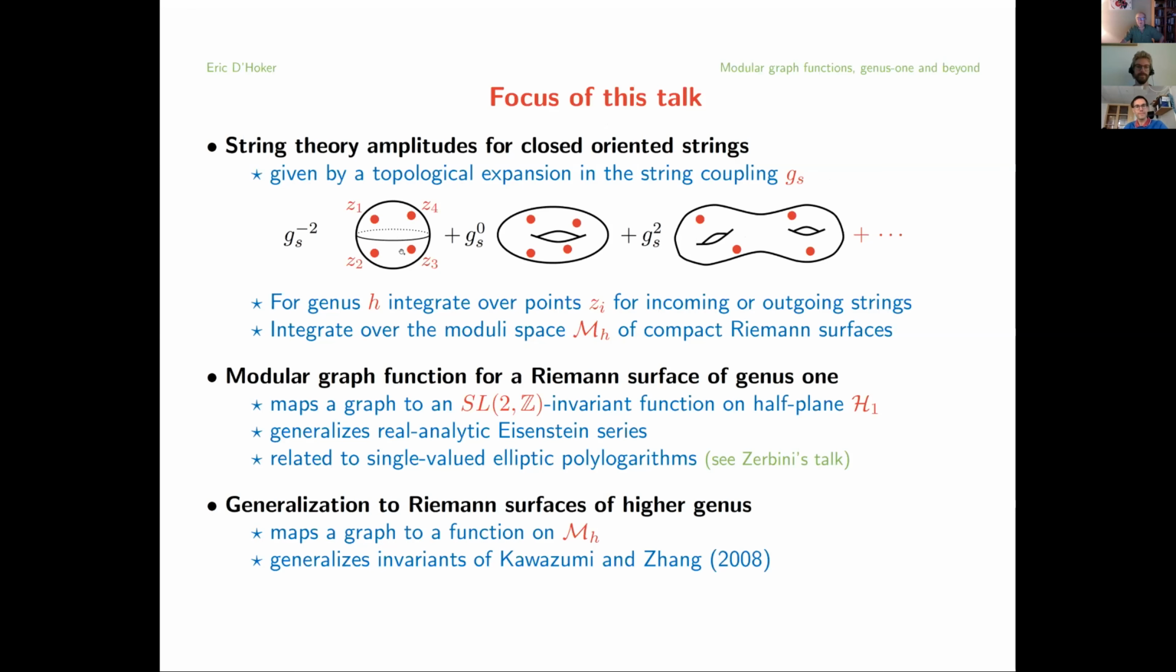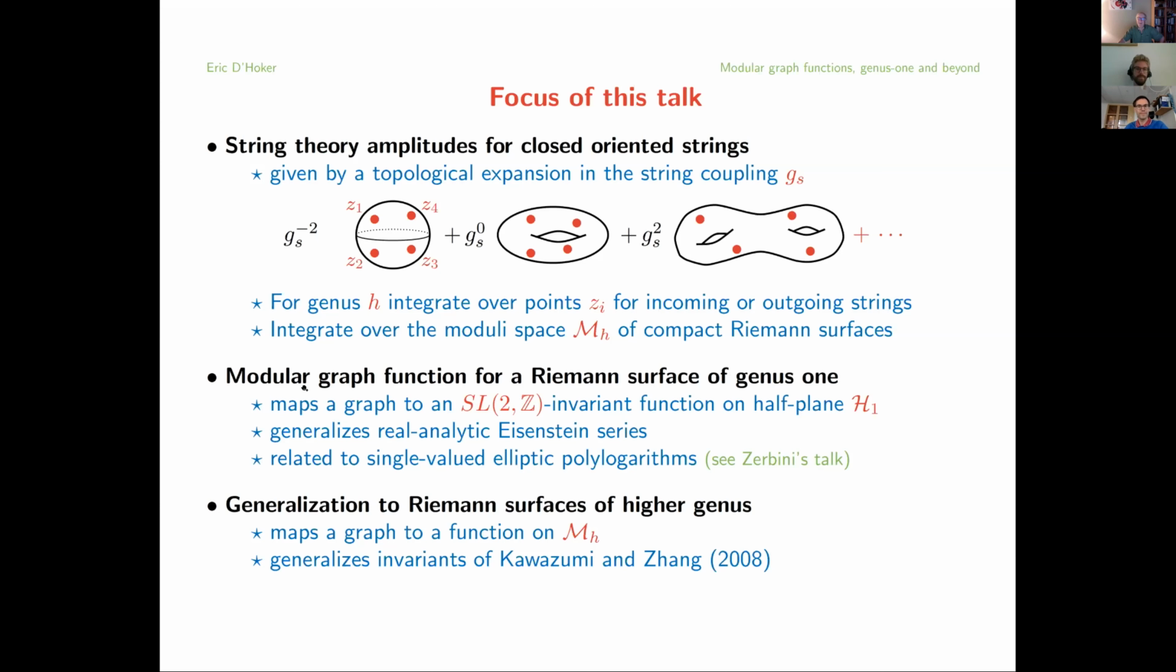And for every genus, you have points on the surface that correspond to the places where the vertex operators are inserted for the creation and annihilation of incoming and outgoing strings. And these points are integrated over the surface. And then to get the full amplitude, you integrate that for each genus over the moduli space of compact Riemann surfaces of that genus. So the last integral, of course, is trivial for the sphere, but it's non-trivial for genus 1, genus 2 and higher. So modular graph functions originally arose for a Riemann surface of genus 1.